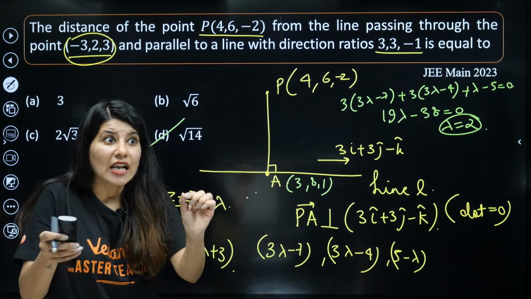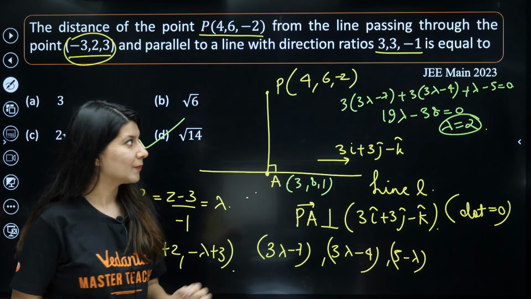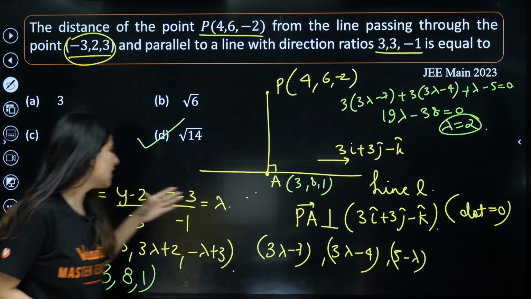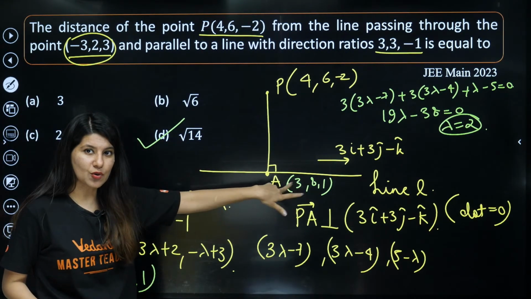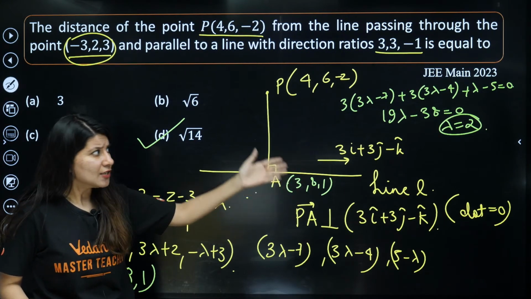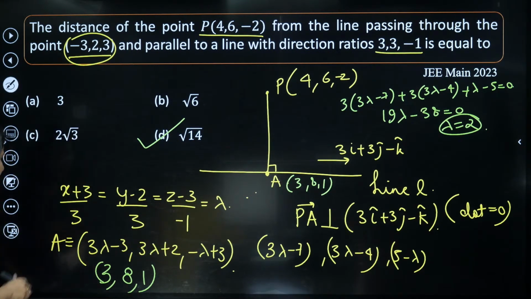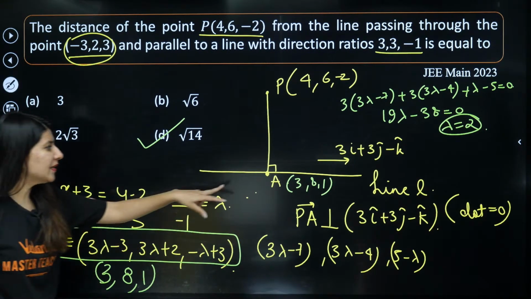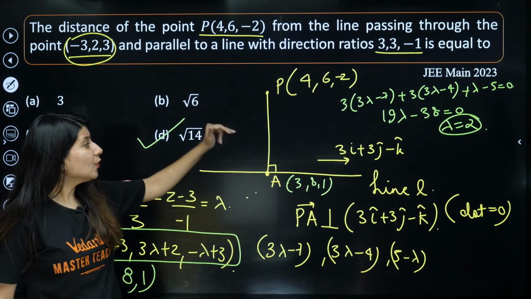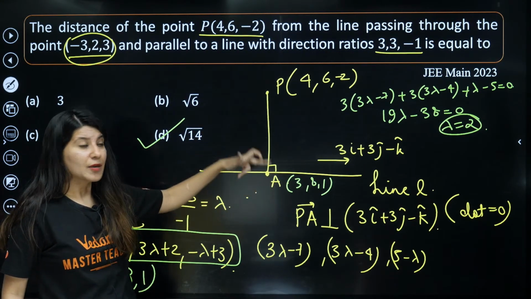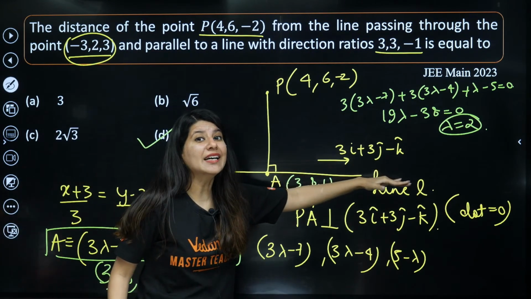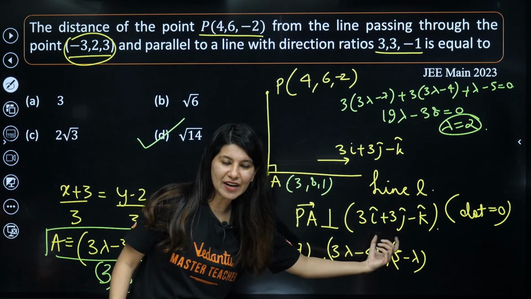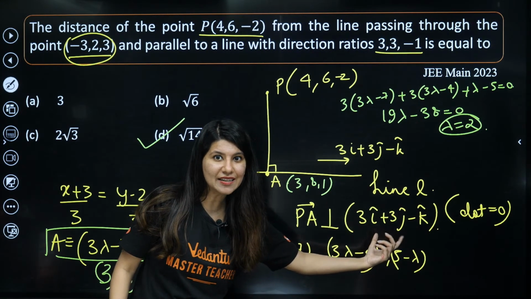Now I'm going to tell you the algorithm to calculate the foot of perpendicular. You have a line, assume any point on the line. So we have assumed this particular point, the foot of perpendicular lies on the line. So we have already assumed the foot of perpendicular. Now you need to form a PA vector, because PA vector is perpendicular to the line and perpendicular to the direction vector formed by the direction ratio of the line, isn't it?